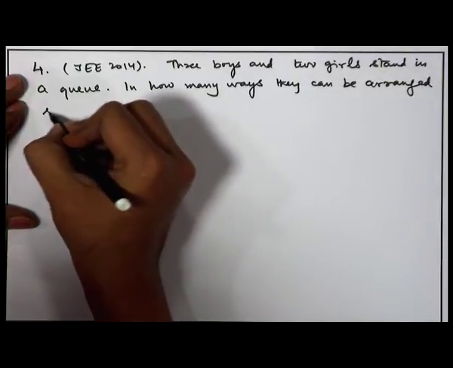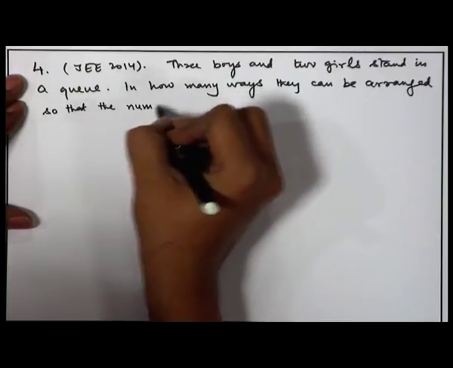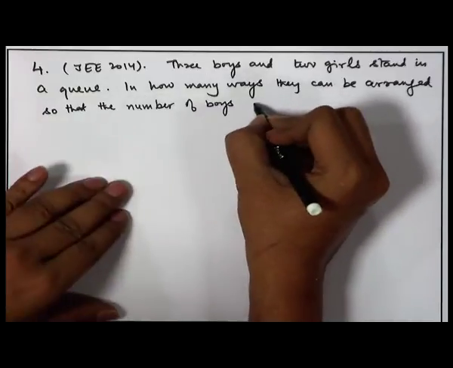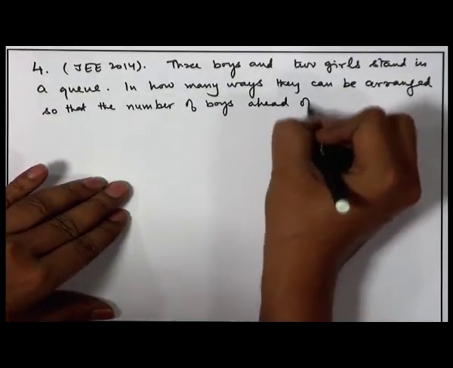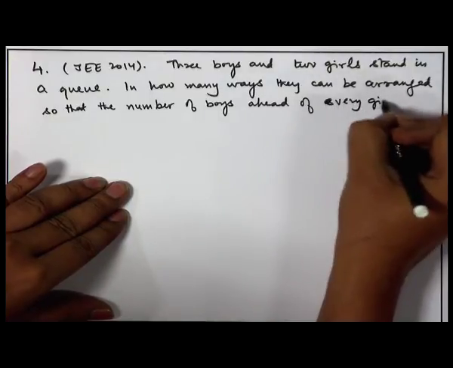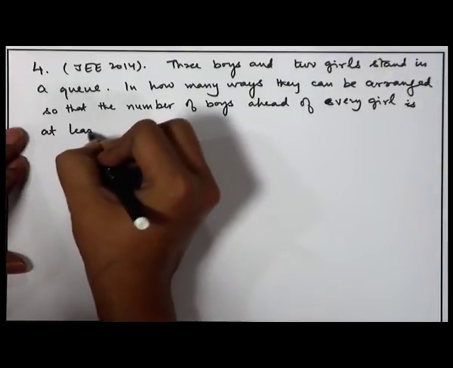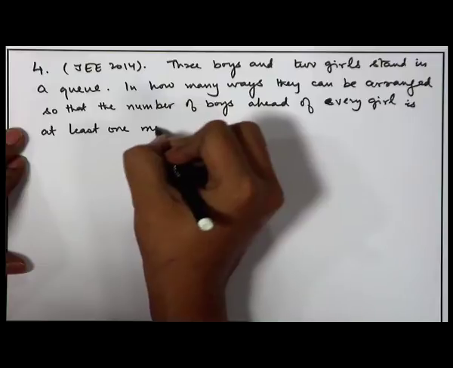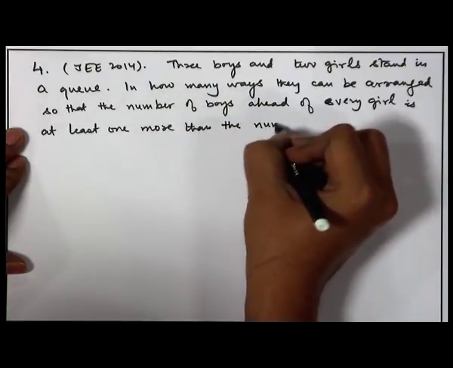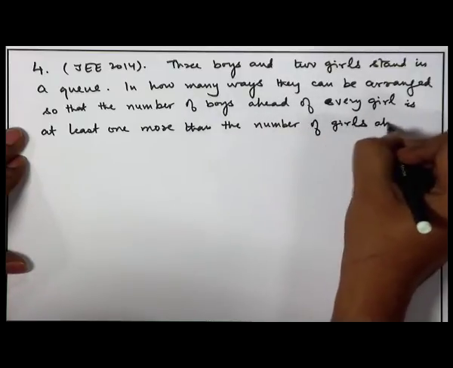so that the number of boys ahead of every girl is at least one more than the number of girls ahead of her.